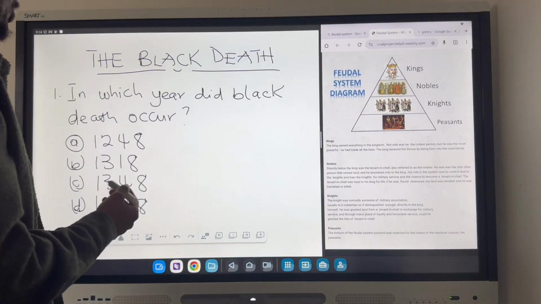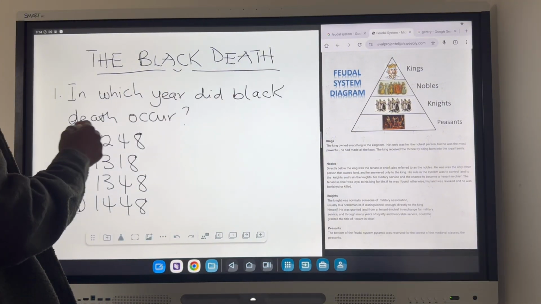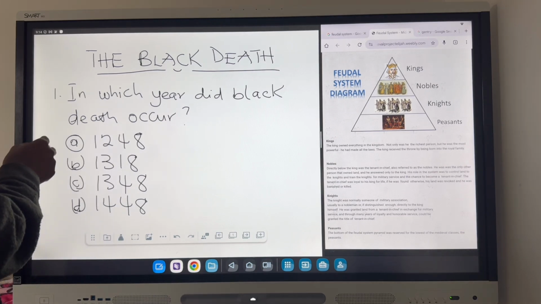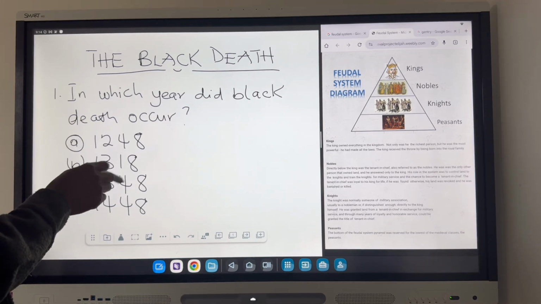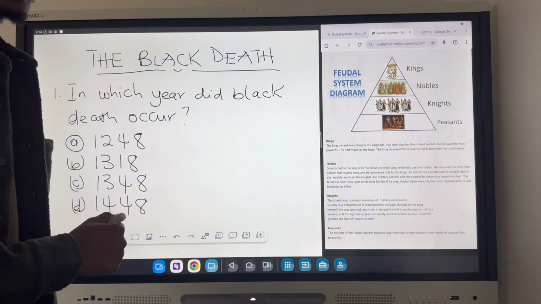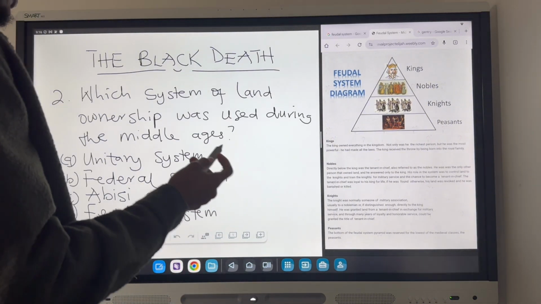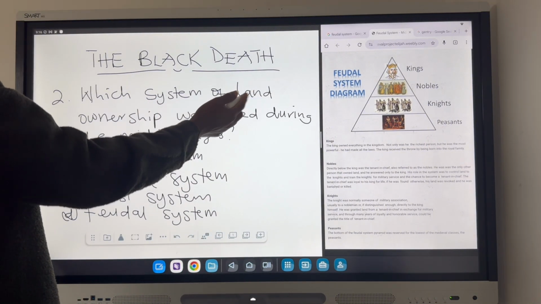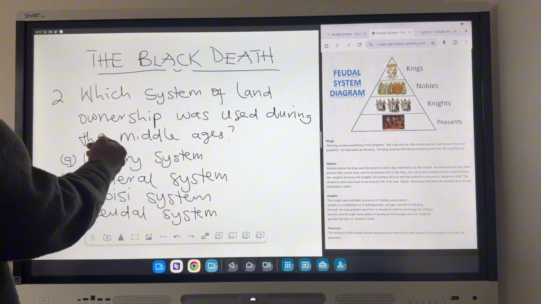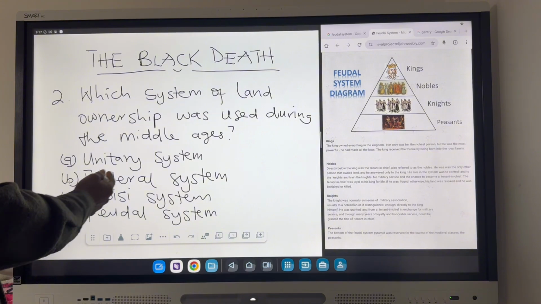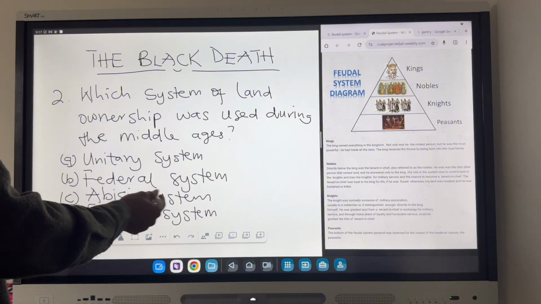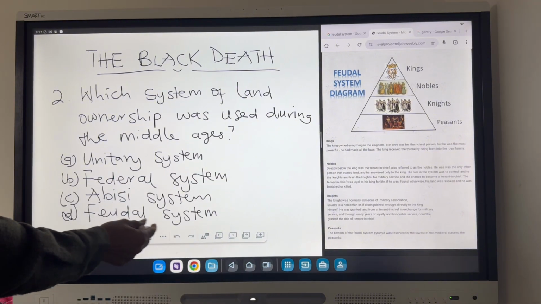So that's the first question. In which year did the Black Death occur? Is it A, 1248, B, 1318, C, 1348, or D, 1448? Question 2. Which system of land ownership was used during the Middle Ages? So we have A, unitary system, B, federal system, C, apicii system, and D, feudal system.